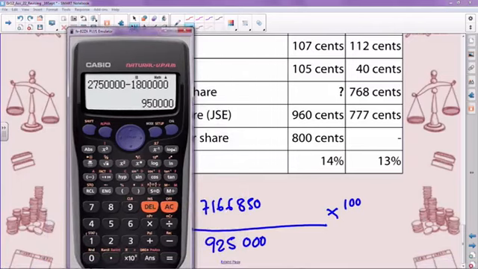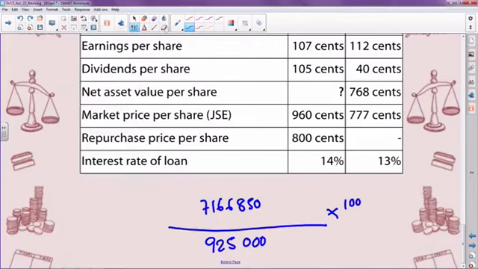It is 7166850 divided by 925,000, right, times 100, and you can see that's the value of your shares. Now, that's the net asset value per share, okay, 774 cents. Okay, now, important that this answer is in cents.